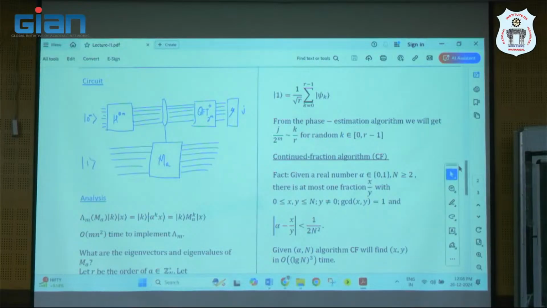Remember, we are going mod capital N. Capital N is 2 to the power small n. So it is okay, m times n squared time. Good. Now what are the eigenvectors and eigenvalues of MA? Let's try to identify that. That is important.